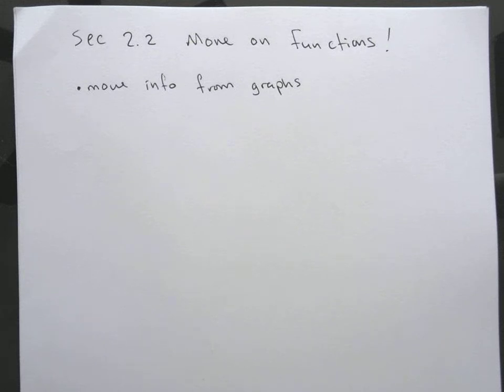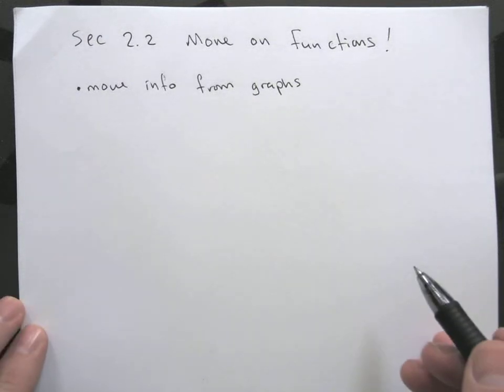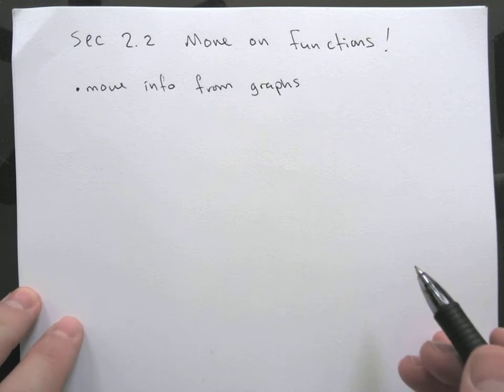This is Section 2.2, which I believe is titled something like More on Functions. What we're going to be doing is essentially continuing with getting information from graphs. We talked about domain and range, x-intercepts, y-intercepts, and different function values in section 2.1. Now we're going to add a few more things to the list. Let's list them all out first, and then we'll run through some examples in the next video.